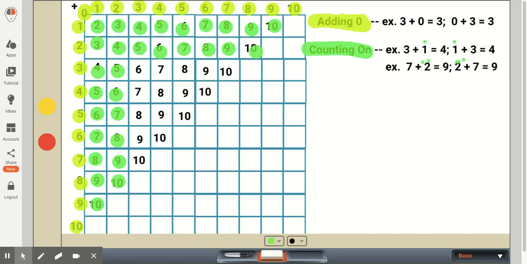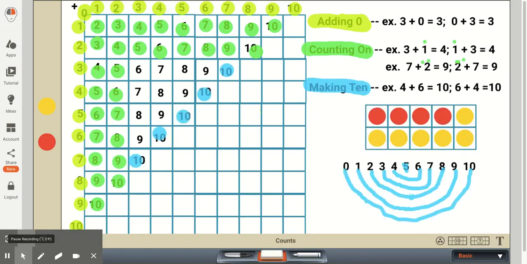Our next strategy is making 10 or making combinations of 10. And as you can see, our grid is starting to fill up with using different strategies to add these two add-ins. So for making 10, students can visualize our 10 frame. So for instance, if they're adding 4 plus 6, which equals 10, they can visualize that on a 10 frame with 4 red counters and 6 yellow counters, and this fills up the 10 frame.